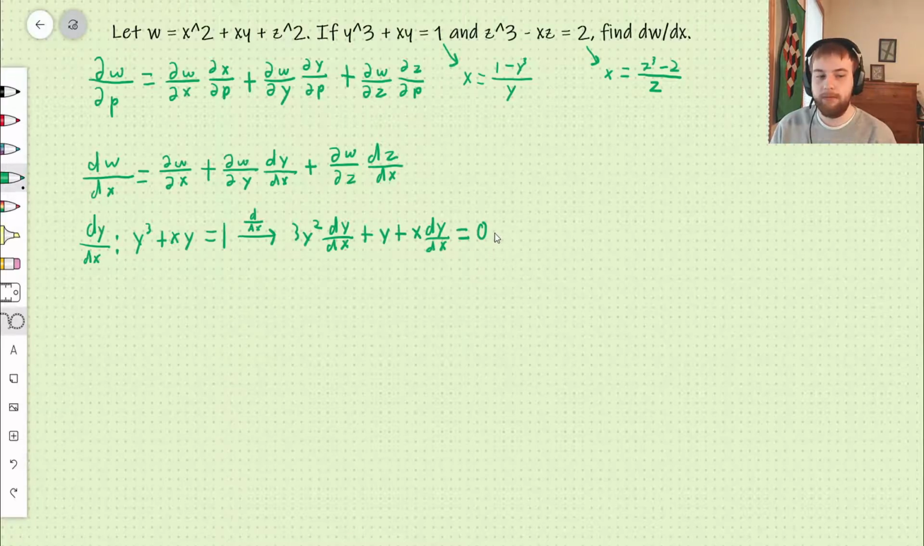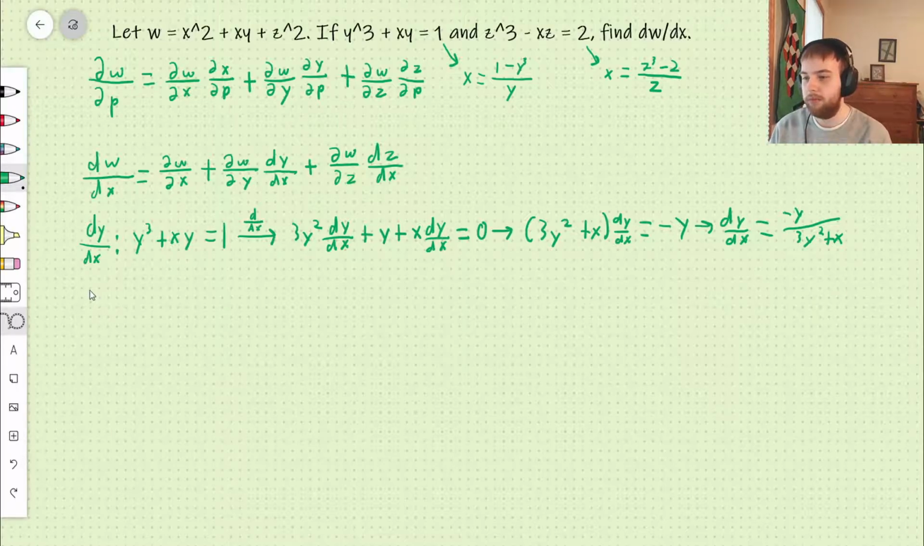So then we can solve. We have this plus this equals negative y, which means that dy/dx is equal to negative y over 3y squared, that is a y, plus x, and that is an x. When you have all these x's and y's, it's very important to make sure that everything is clear.